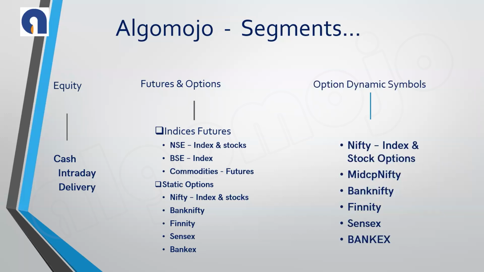You can select either static options or even dynamic options. If you select static option, throughout the day, whatever signals are received by Algomojo, the orders will be placed only for that static option that you would have chosen. If you use the dynamic option facility, then depending on the spot price when the signal is received, the orders will be placed based on the spot price. If you are trading in, say, ITM 5 or OTM 4, OTM 5, when the signal is received, based on your selection, we will pick up that strike price and then place orders for you.